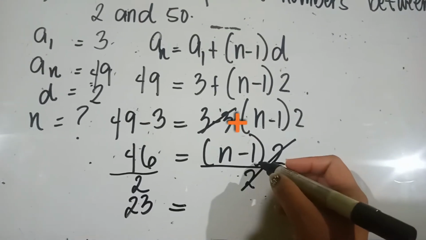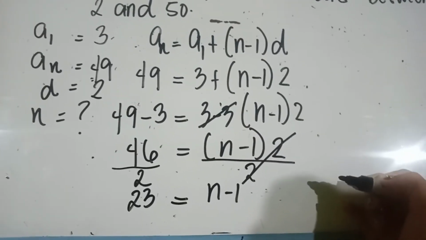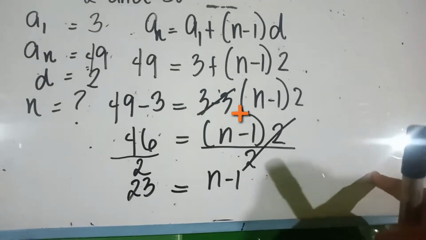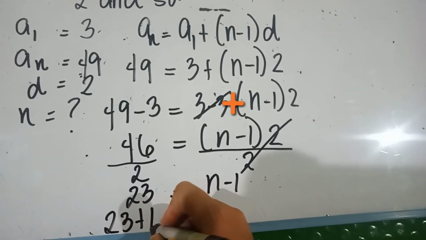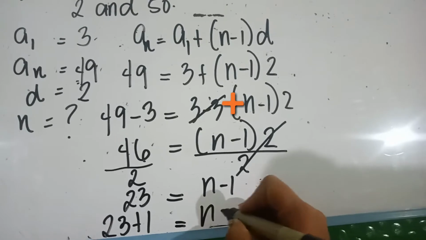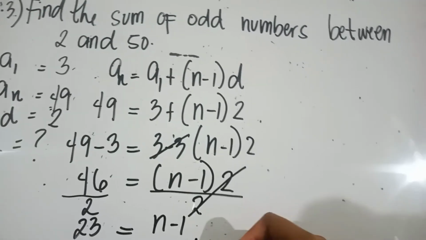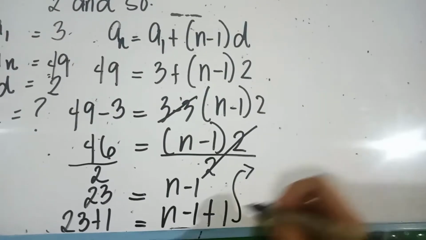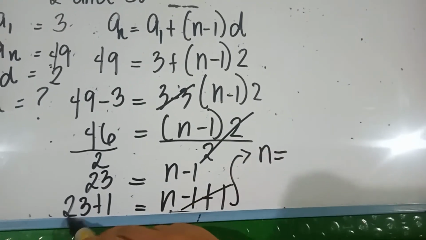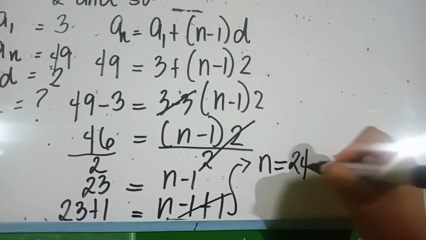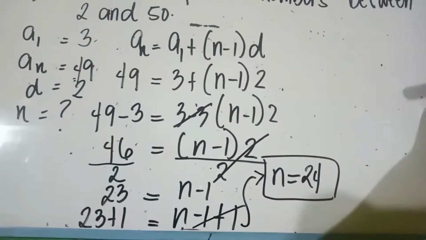Cancel out yan. So, sino naiwan? Okay, naiwan si n minus 1. Okay, so eliminate natin yung kasama ni n, which is 1. So, add natin yan sa kay 1 para matanggal. So, mag-add tayo dito. 23 plus 1 is equal to n minus 1 plus 1. Okay, so cancel out to. Tama? Cancel out. Naiwan sino? Naiwan si n is equal to 23 plus 1. That is equal to 24. So, therefore, nakuha na natin yung value ni n, which is equal to 24.